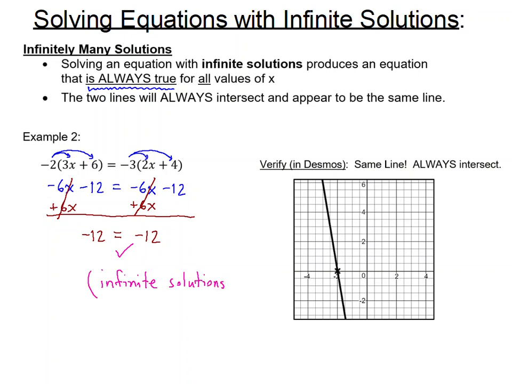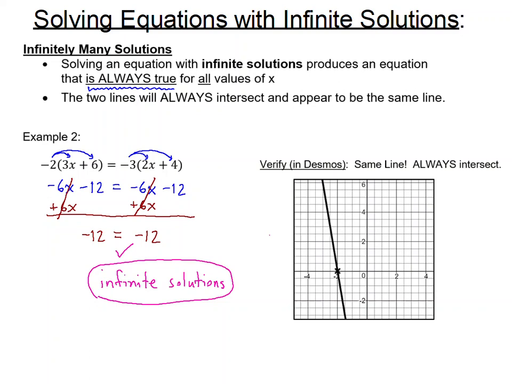I could plug any number I want for x, and it would solve this equation. If we were to verify this in Desmos, we would graph the left side of the equation, and it would be this line. We would graph the right side of this equation, and it would be the same exact line. It covers itself up. It intersects everywhere. So therefore, there are infinite solutions.